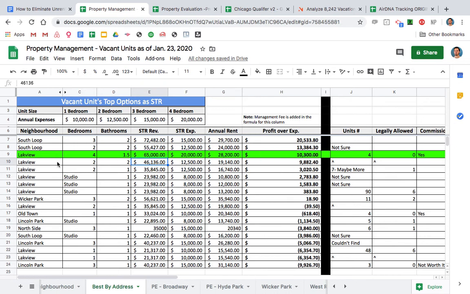This is what all of these look like. Any one of these homes have the potential to do more. So that's what we put together for our landlords.